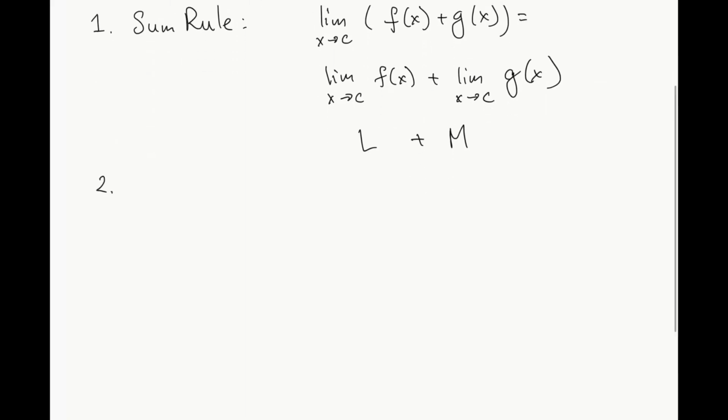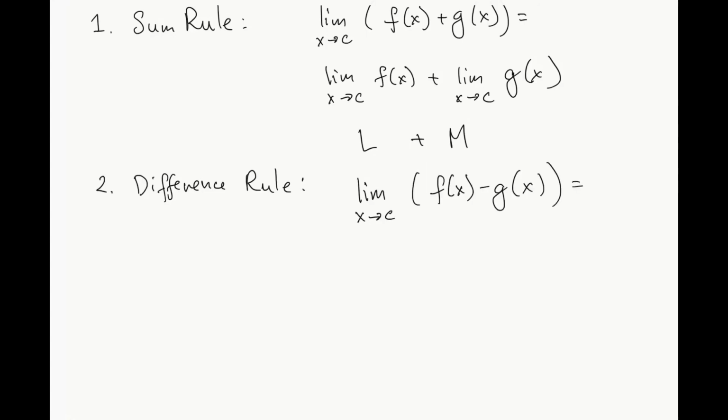Then similarly, we have the difference rule. Here we take a limit of a difference of two functions. This is equivalent to taking the limit of f of x as x goes to c minus the limit of g of x as x goes to c. And we know what those limits are, which is just going to be L minus m.